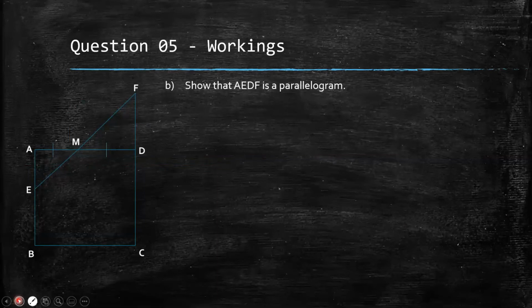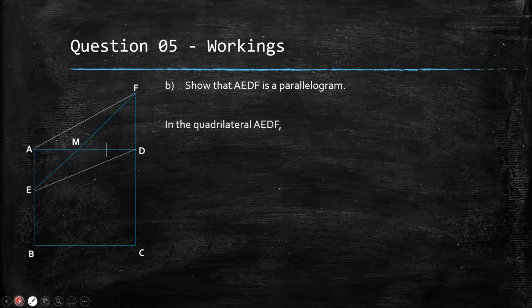Then it asks to show that AEDF is a parallelogram. So let's join AEDF. So this will be my AEDF. So in the quadrilateral AEDF, now we do not know whether it's a parallelogram or not, so it is better to mention it as a quadrilateral in your first instance.